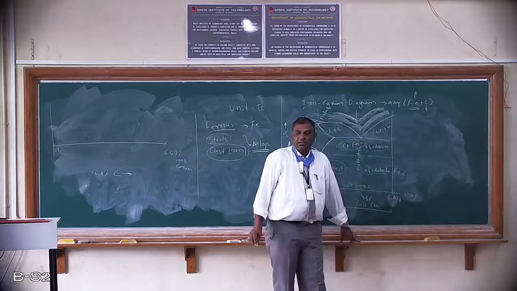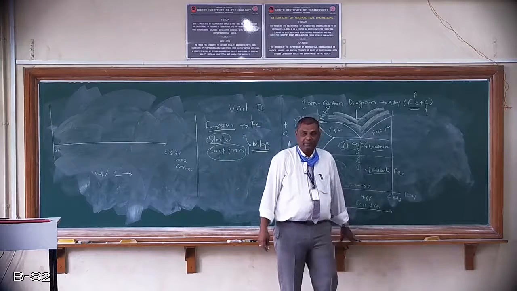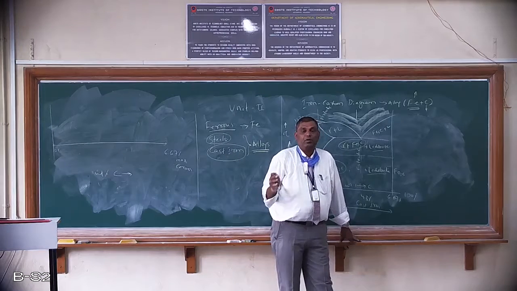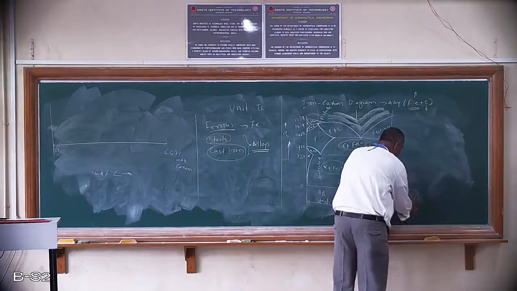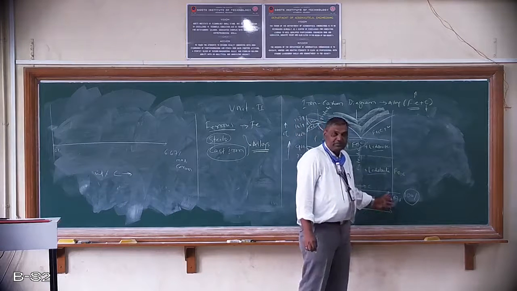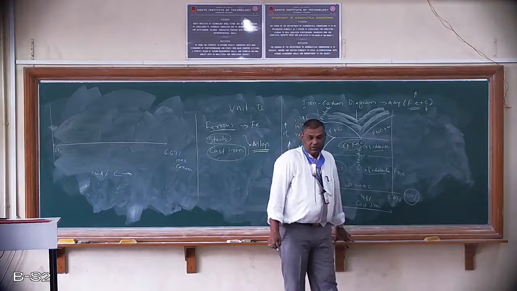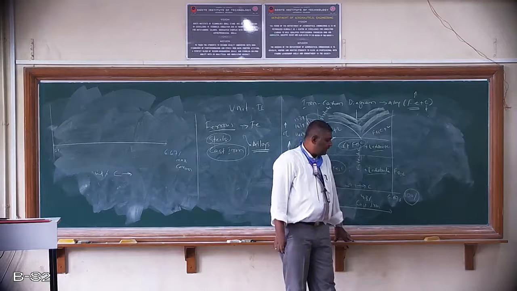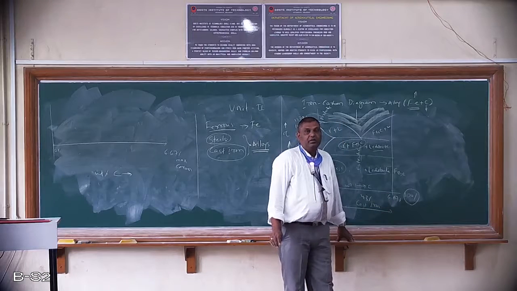Okay, so for other elements which are non-ferrous, like aluminum, silicon, copper, nickel, all of those go to 100% here. So instead of 6.67%, you should take it as 100% for other elements. Only for the iron carbon equilibrium diagram, you should consider 6.67% of carbon.